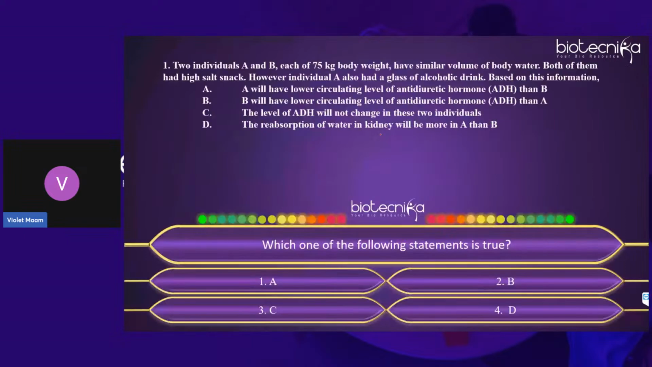So the first question is about two individuals, A and B, each of 75 kg body weight. They have similar volume of body water. Both of them had a high salt snack. However, individual A also had a glass of alcoholic drink. Based on this information, you have to tell which one of the following statements is true. The statements are: A will have lower circulating level of antidiuretic hormone ADH than B. B will have lower circulating level of ADH than A. C, the level of ADH will not change in these two individuals. D, the reabsorption of water in kidney will be more in A than B. Can you all try and tell me what should be the right answer for this question? Remember, you have to find out which statement is true.